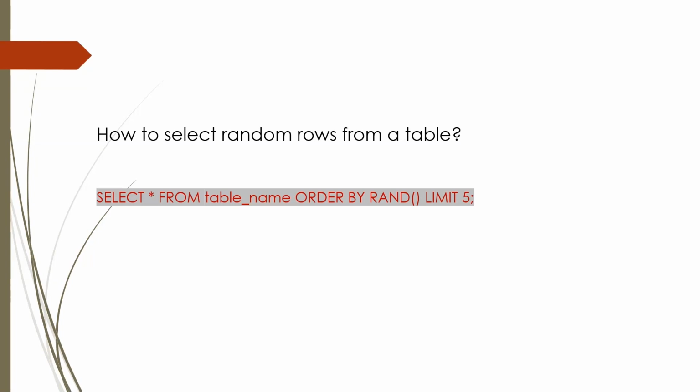Now, how to select random rows from a table using the RAND function in combination with ORDER BY and LIMIT. In some SQL flavors such as PostgreSQL, it's called RANDOM. For example, this code will return 5 random rows from a table in MySQL: SELECT * FROM my table ORDER BY RAND() LIMIT 5.